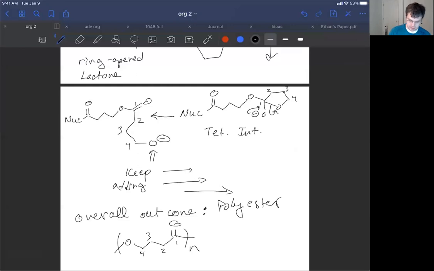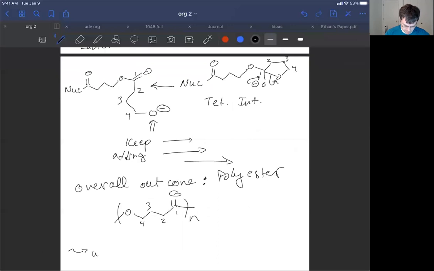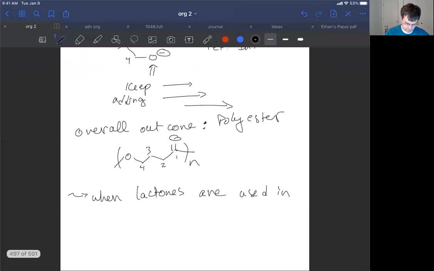We call that a polyester because the thing that links the monomers together is an ester. It's not because we started with an ester. That's just helpful and kind of cute, because then we don't have to worry about whether the alcohol is separate from the carbonyl. Will that work? In some cases it does. But this is just an example. Okay, so when lactones are used in polymerization, as we just saw, the process is called ring opening polymerization.